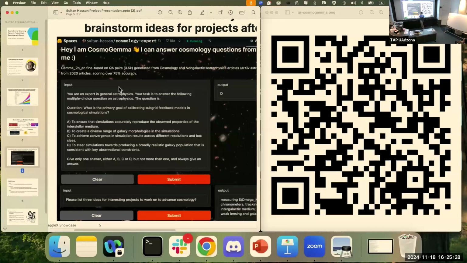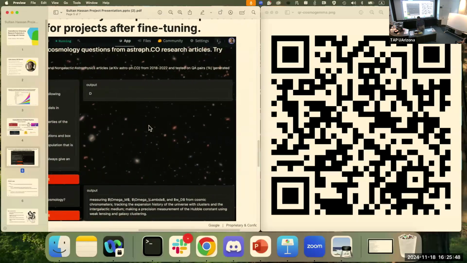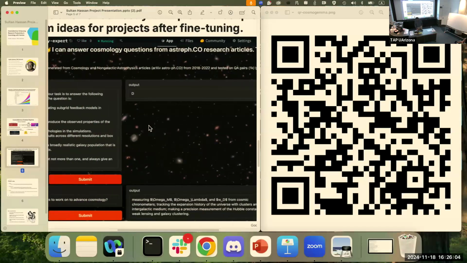The other thing I tried to test is brainstorming project ideas, especially for students, if you fine-tune on recent papers, to find out what the timely things to do are. I asked, please list 3 ideas for interesting projects to work on in cosmology, to advance cosmology. It came up with measuring omega matter and lambda from cosmic chronometers, tracking the expansion history of the universe, and the Hubble tension. We have a tension in Hubble, so let's make precise measurements of the Hubble constant, right?